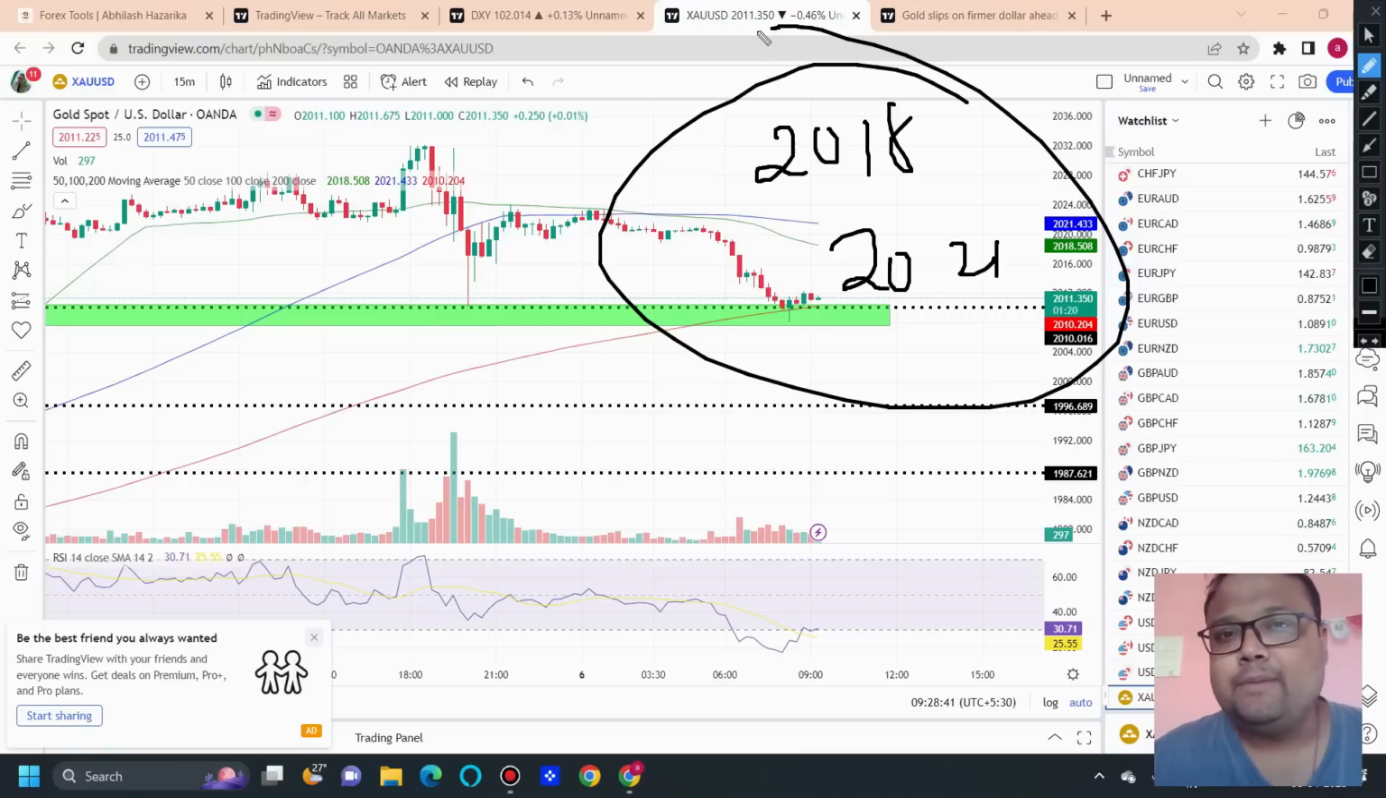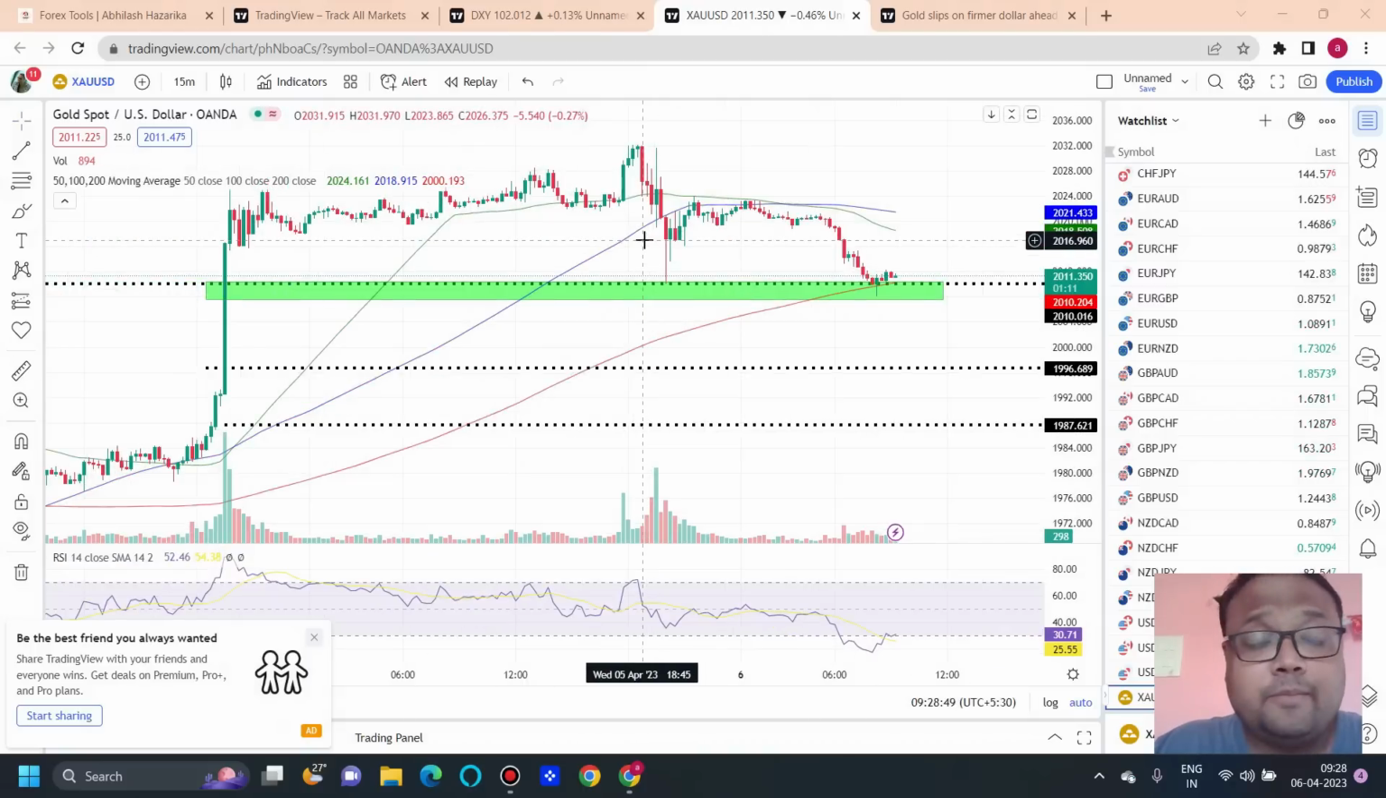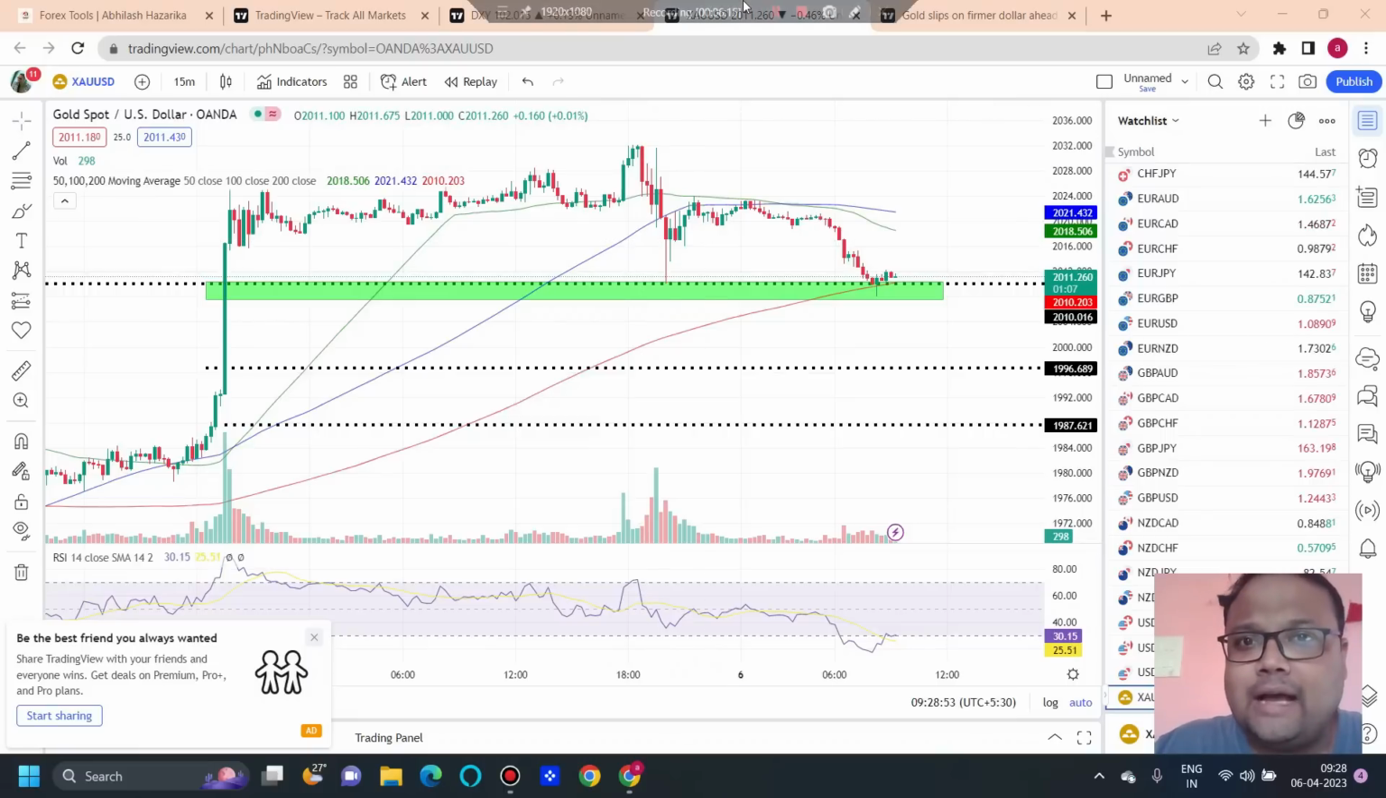If market shows selling pressure, if you want to take, you can go for it, but personally I'm not going to take any sell position, because overall the market sentiment is also very bullish, so I prefer to follow the trend of the market. So I will be looking for buy positions only.